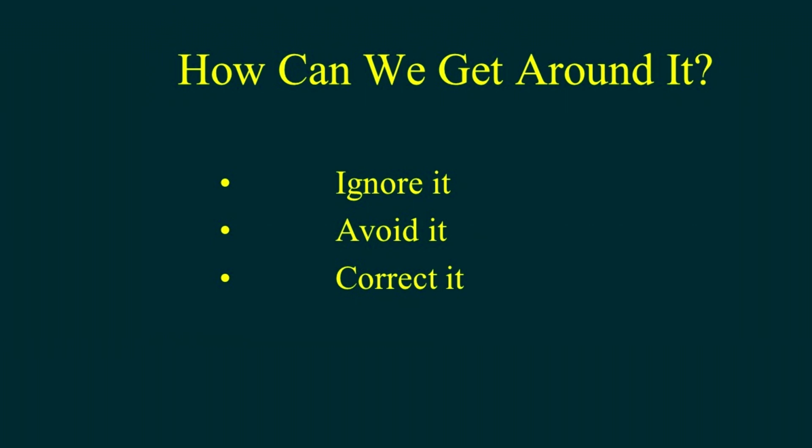Well, at least I see it. There's three ways you can get around it. Number one, you can just simply ignore it and go on and say, well, it just doesn't exist. You'd be amazed how many people still cling to that. You could avoid it. In other words, you can basically go around it and do something else, or you could correct for it.